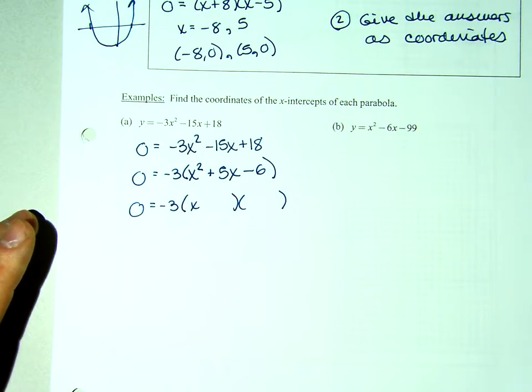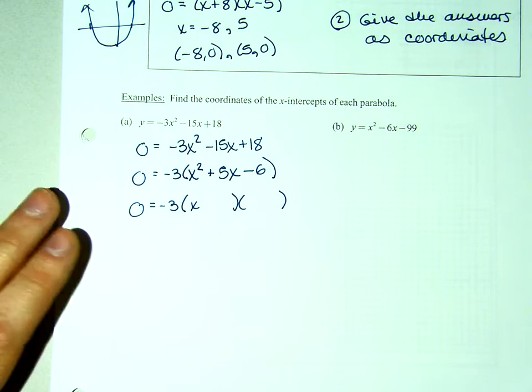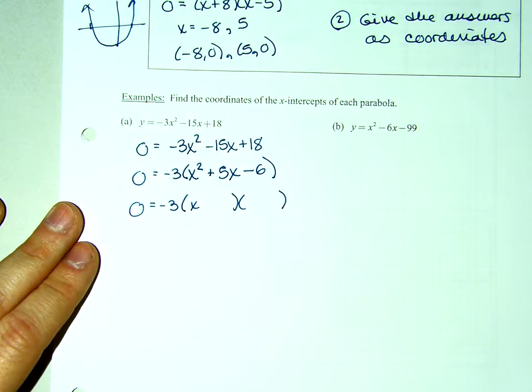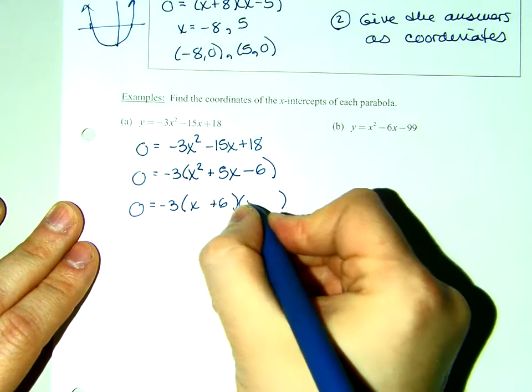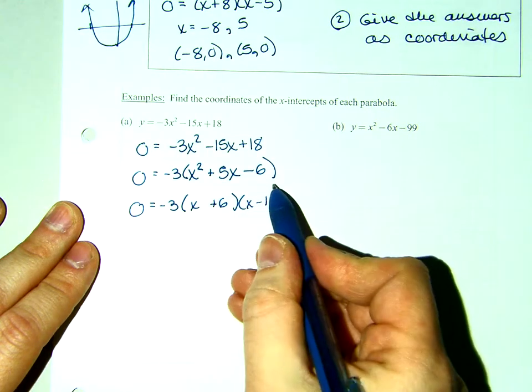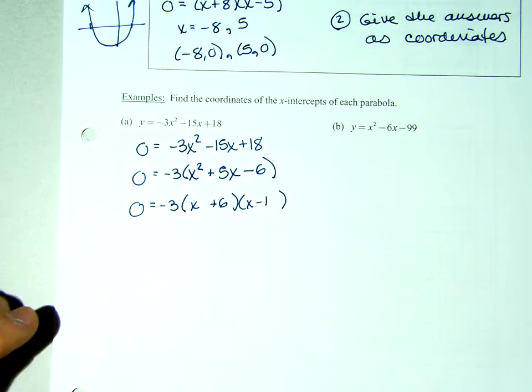Silas, do you have the factoring? 6 minus 1. Well, give me factors. So x plus 6, x minus 1, because 6 times -1 is -6, and 6 minus 1 is positive 5.